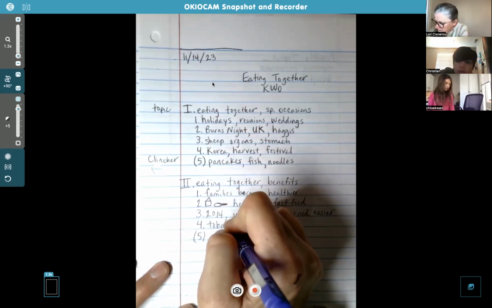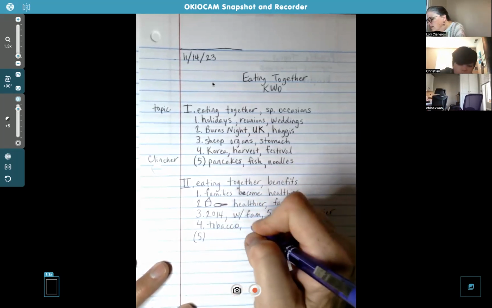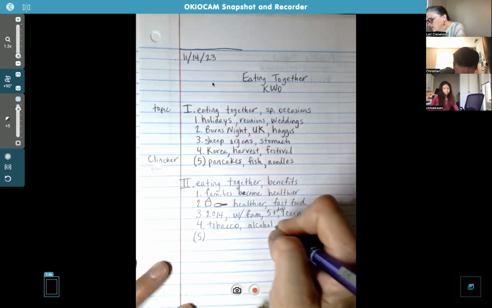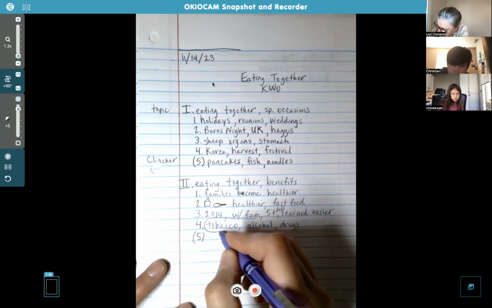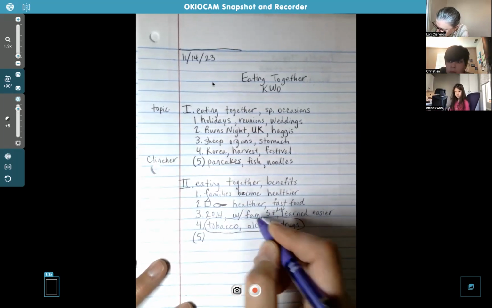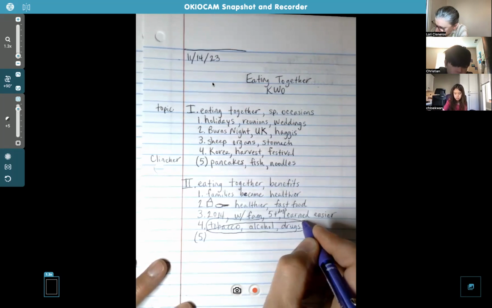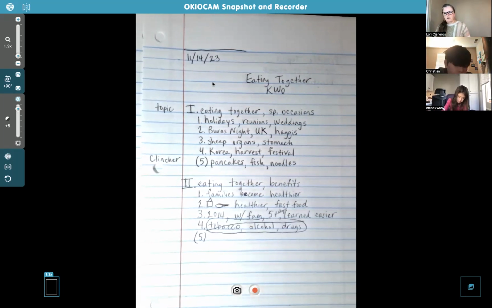Tobacco, alcohol, drugs, and then put a circle around it and a line through it like that. That'll help you remember, so it helps you stay away from those things. Good, I like that. If you wanted to add one more, you could, but we could just stop right there. I think maybe that's a good idea. We don't have to do number 5.